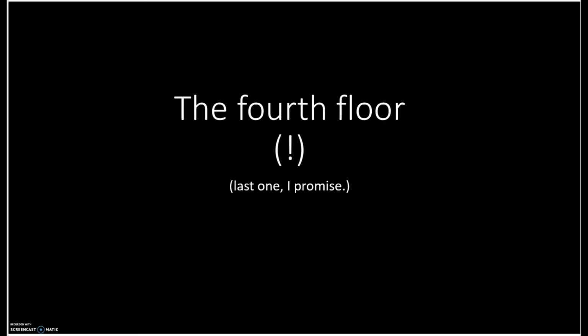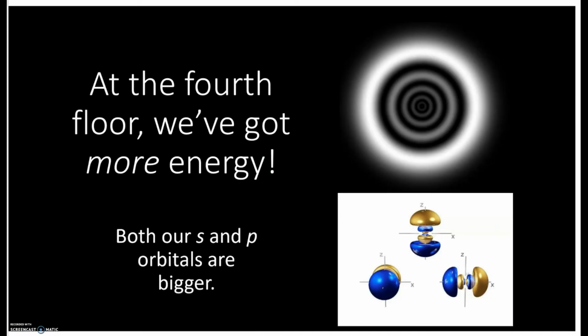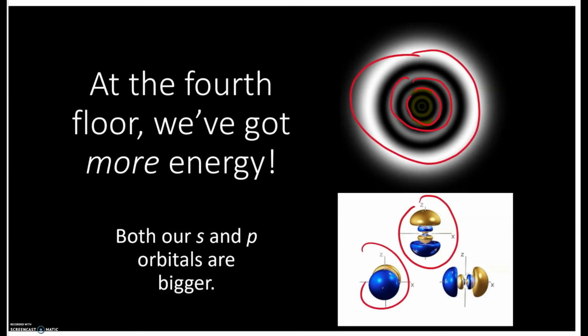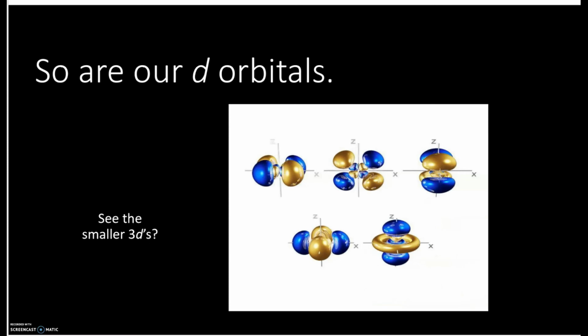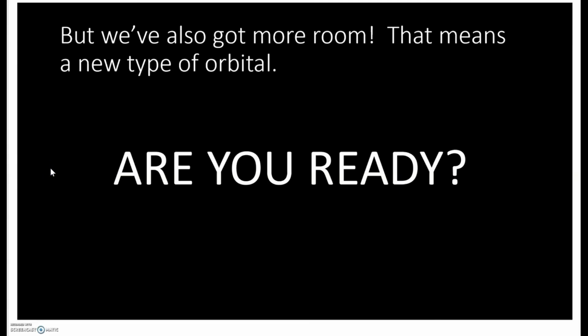So here we are on the 4th floor. Last one. Here on the 4th floor, we've got more energy, and that means that our s orbitals, which are the spherical ones, are bigger. And our p orbitals are bigger. There's the 2p in there, there's the 3p there, and here's our 4p. And we've got our d's at the 4th energy level. There they are, and just like in the 3rd energy level, there are 5 of them. They're just bigger.